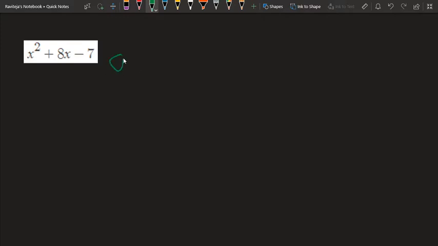So let's start off by setting this equal to 0. So we get 0 equals x squared plus 8x minus 7. And now we want to add c on both sides. So we add 7 to both sides. And then we result with 7 equals x squared plus 8x.